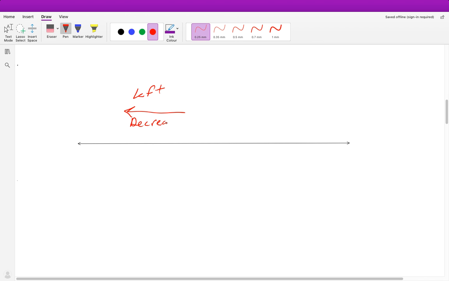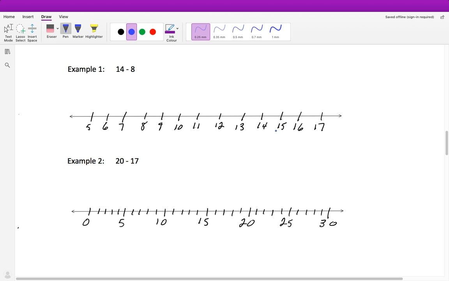Just real quick, remember, in our number line, as we move to our left, we are decreasing in value. And as we move to our right, we are increasing in value. This is something we're going to be using as we're subtracting our numbers today, moving along our number line to help us figure out which way we need to move when we're subtracting.